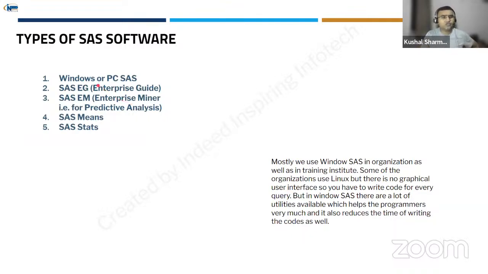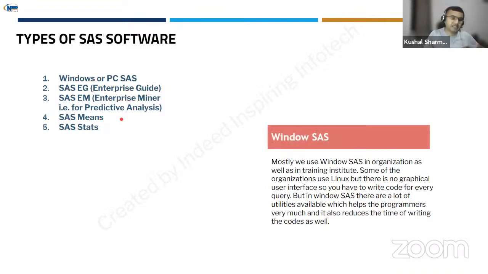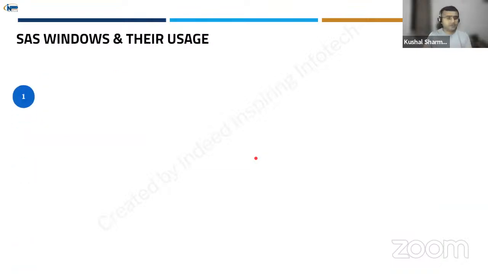We have seen the applications, so Windows or PC. What we are going to use is Windows or PC SAS. Then we have Enterprise Guide and Enterprise Miner for predictive analysis. We are going to use Windows SAS, which is something we would get if we downloaded the virtual box. As of now, we are using it on the server.